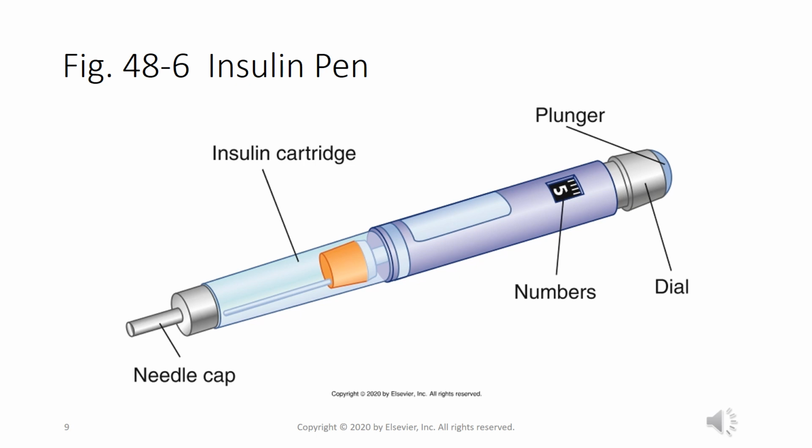So they're very convenient. You keep them in the refrigerator until they're opened, and then again, they're good for 30 days. The only downside is they're expensive. Some insurance companies don't cover them, or the copay is extremely high. So not everyone is able to take advantage of how convenient they are. But all different insulin brands, Glargine, Aspart, they do sell pens.